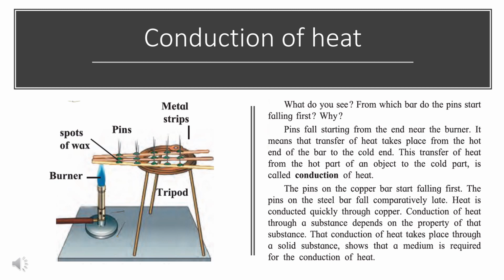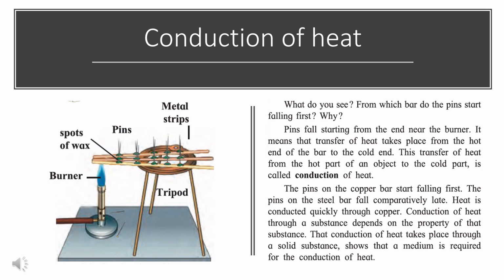What do you see? From which bar do the pins start falling first and why? Now first let me explain the picture. Here we have three metal strips, and each metal strip has some pins attached with the help of a wax ball. So we have a stainless steel strip, a copper strip, and an aluminium strip.